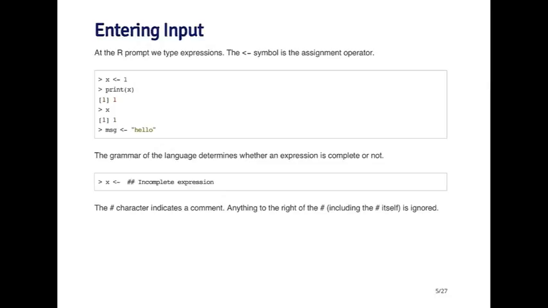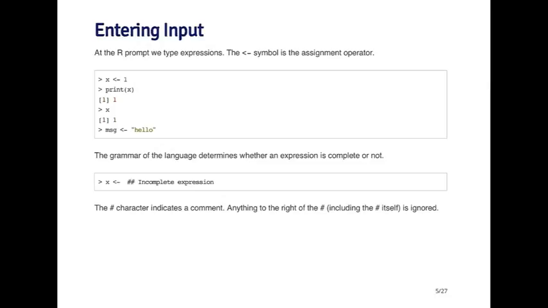Another thing to think about is that x is also considered an R object, a numeric object that has one element. It's really a numeric vector where the first element is the number 1. In the third expression here, you'll notice I'm just typing x at the prompt, and when you hit enter, it prints out the value of x. This is another way to print out an object without explicitly calling the print function.